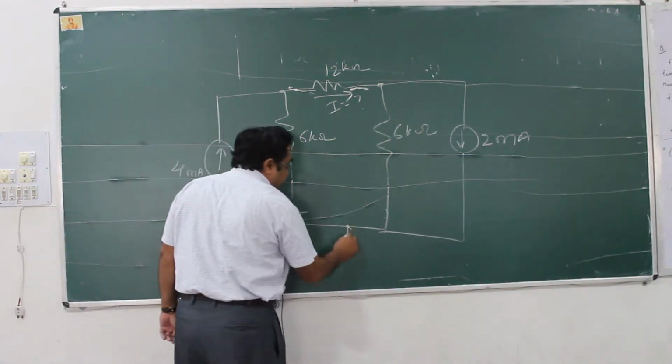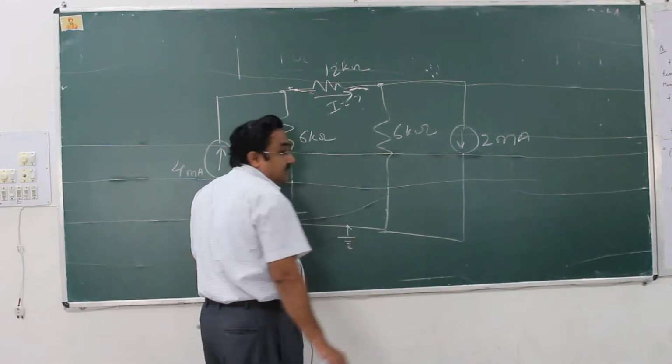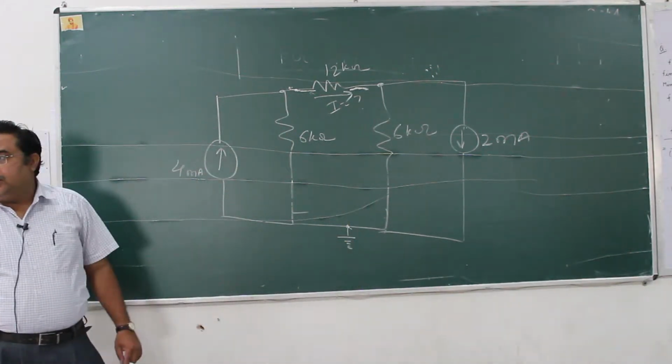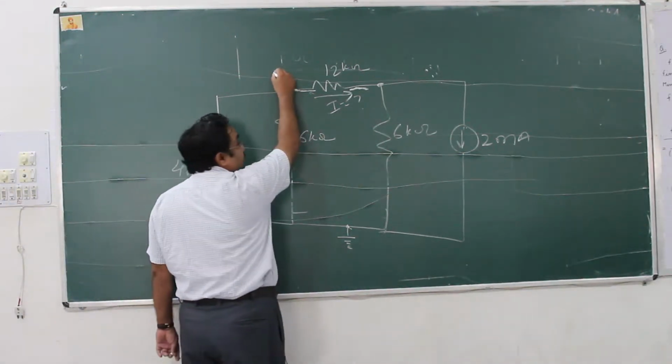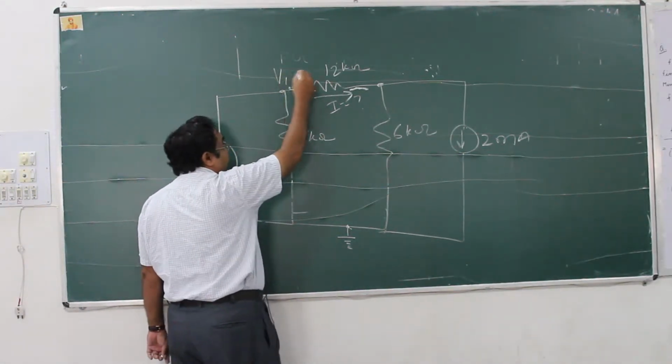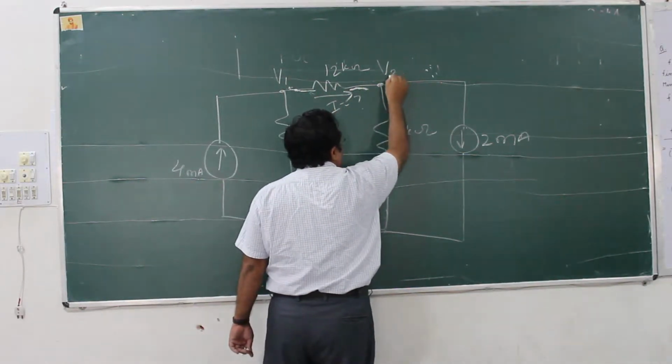Make the common node a ground node. Is it clear? 0 voltage. Assign the other 2 nodes as unknown voltages V1 and V2. Clear?